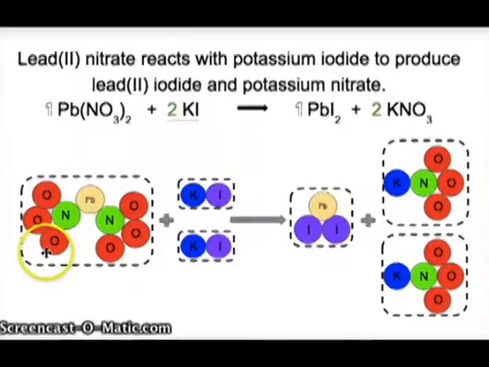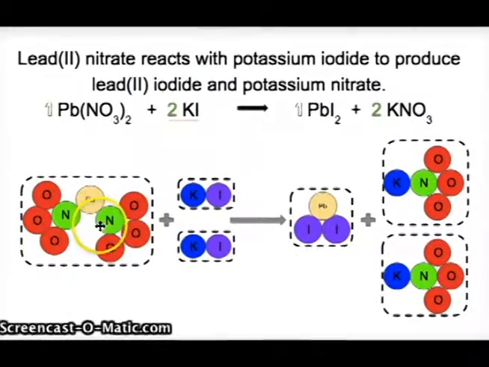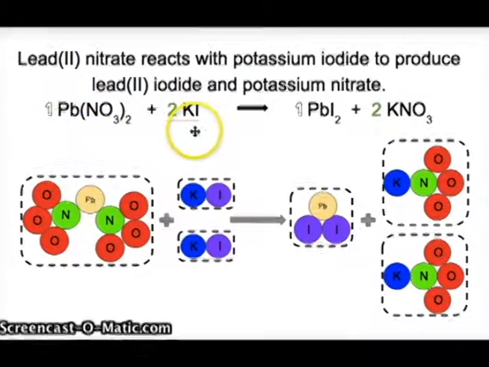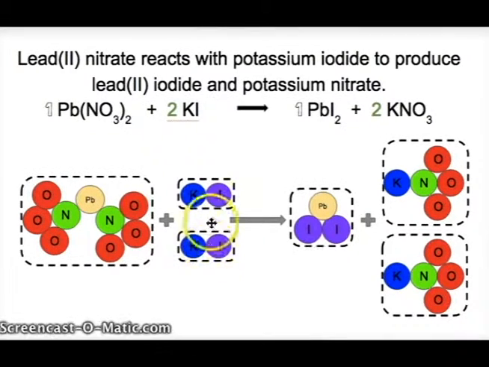And you can see that we need to put in our coefficients for the one lead 2 nitrate, which again, we don't put in a coefficient normally, but I put that hollow 1 just to show that there is a coefficient of 1 for it. But there are two potassium iodides, two KI's, so we put a coefficient of 2 in front of that. And on the right-hand side, we have just the one PbI2, and we have two KNO3s, two potassium nitrates, so we got to put that coefficient of 2 right there.